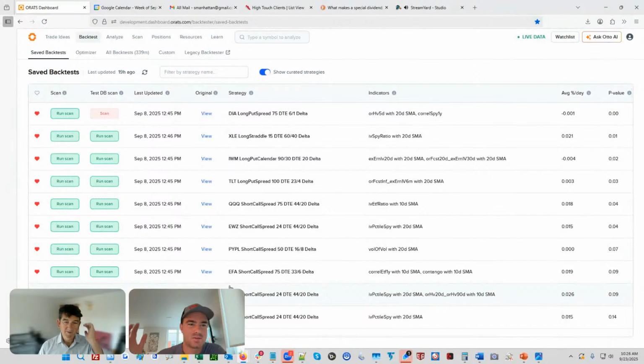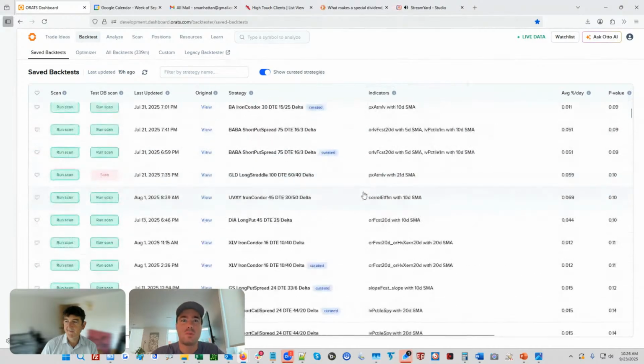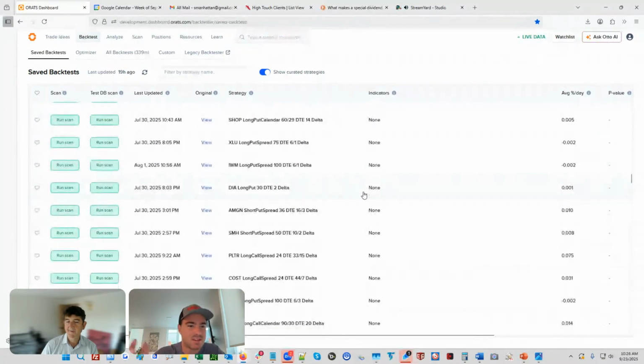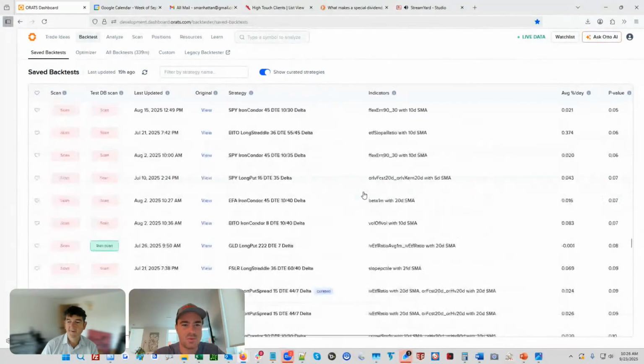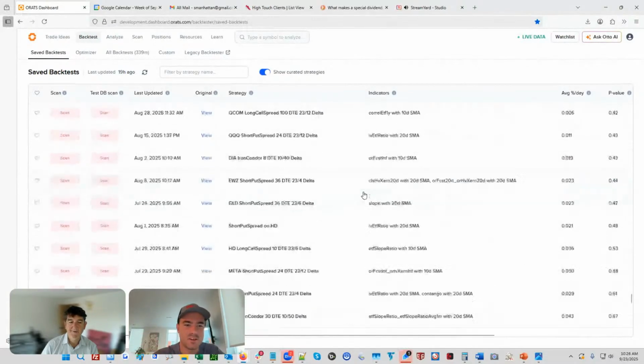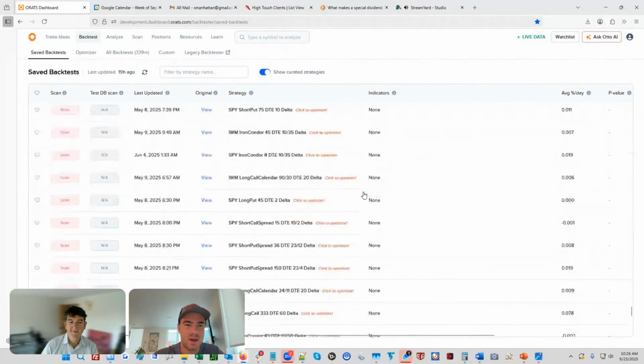And that's where you can deploy and run scans from this table. This is just a quick way to view all of your strategies on one page. If you optimize a custom backtest, you'll see it here as well. So this is where all of your optimized strategies are housed, as well as your saved backtests. Those ones at the bottom that say click to optimize are unoptimized saved backtests.